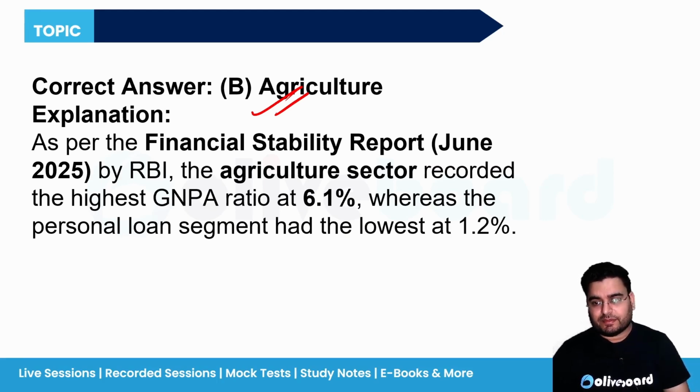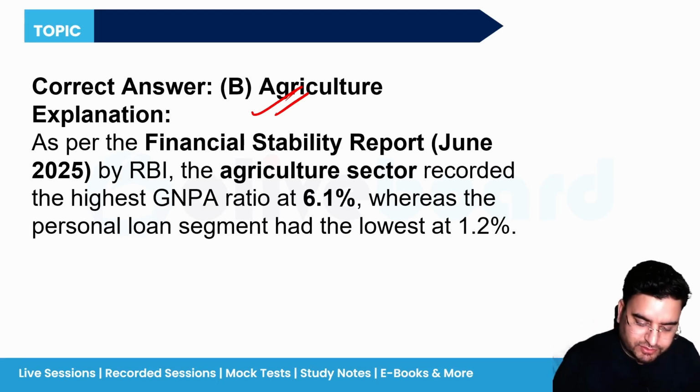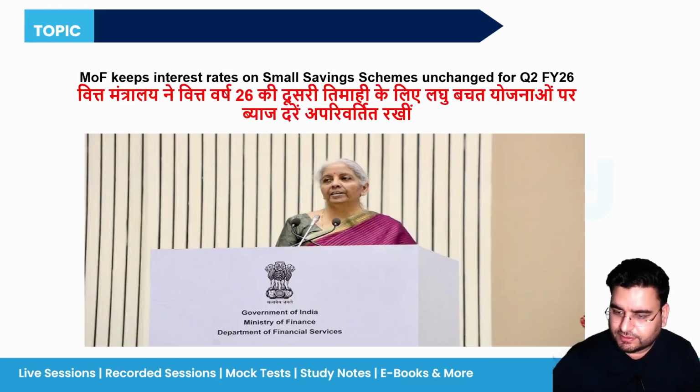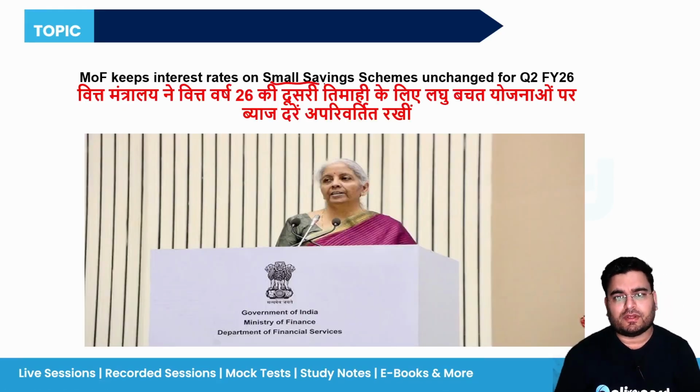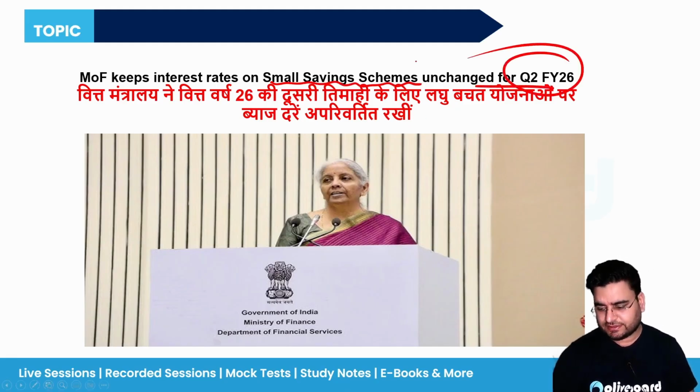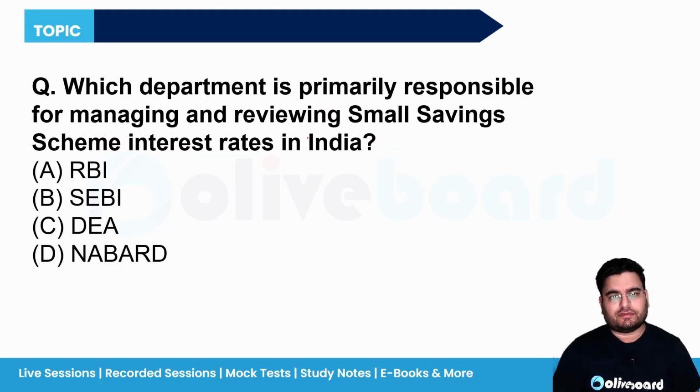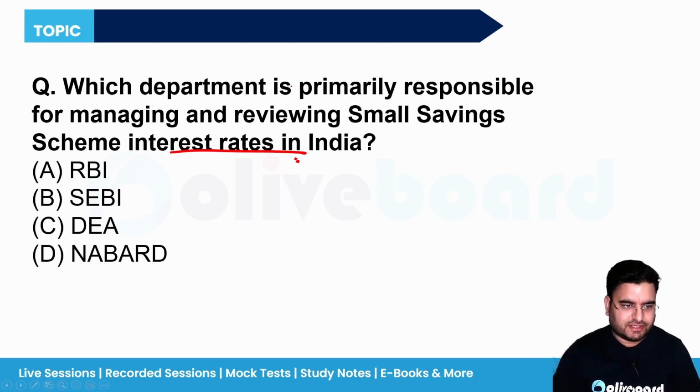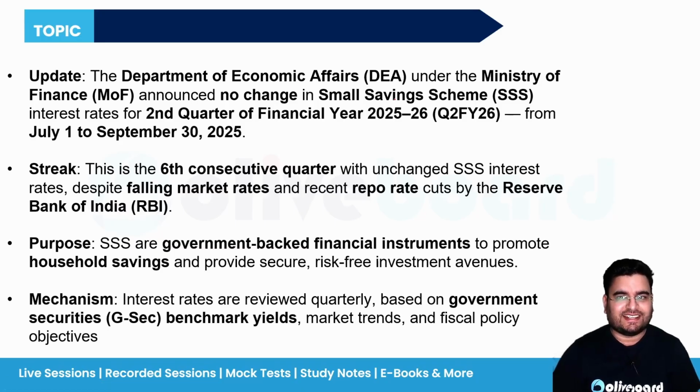Okay, please remember this thing. And the lowest one is the personal loan. Chalo. Next is Ministry of Finance keeps the interest rates on small saving schemes unchanged for quarter two of financial year 26. So which department is primarily responsible for managing and reviewing small saving scheme interest rates in India? So the correct answer is obviously, we'll see the answer, right?